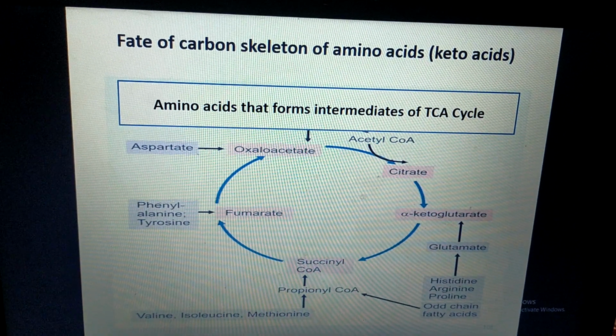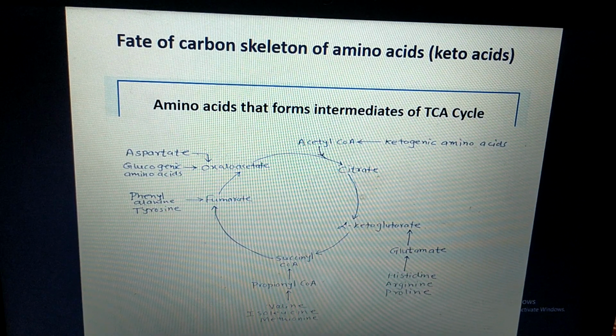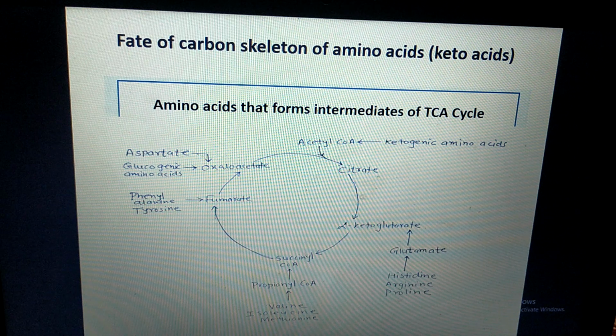Now coming to the other amino acids. Some amino acids, as I have told you, form intermediates of the TCA cycle. If you see on the right side, proline, arginine and histidine, on transamination form glutamic acid. Now this glutamic acid on deamination forms alpha ketoglutarate, and this alpha ketoglutarate joins the TCA cycle at this stage.